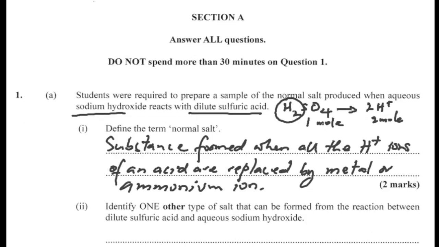All right. And part 2, identify one other type of salt that can be formed from the reaction between dilute sulfuric acid and aqueous sodium hydroxide. So if it's not a normal salt, then it is what we call an acid salt. Some folks will say it's an abnormal salt, but no, it's an acid salt. So there we go, 3 marks down, just like that.